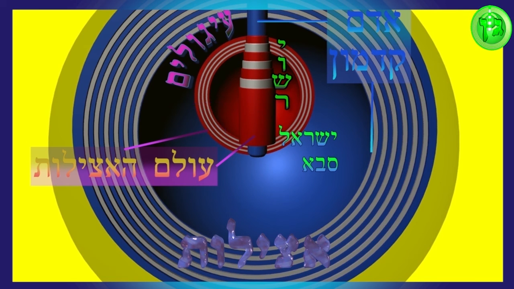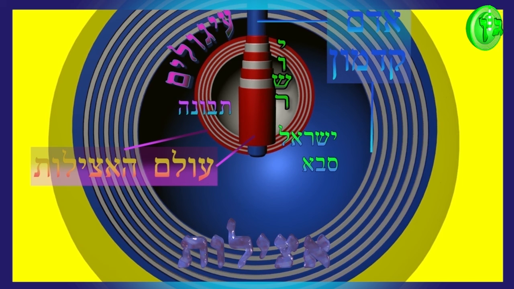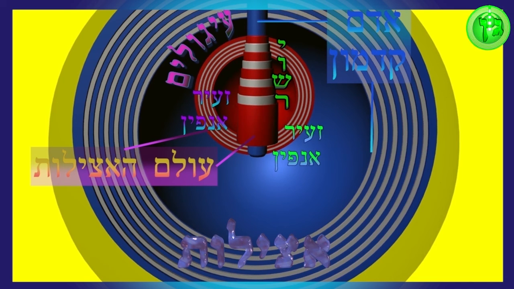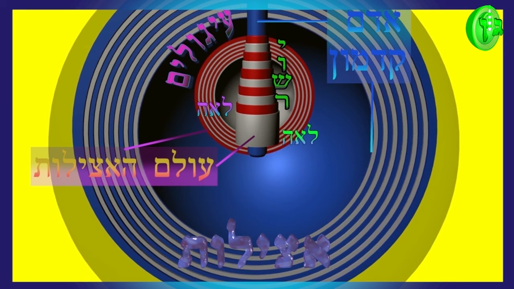Next in line came the circular Igul aspect of Partzuf Tevuna, in the color white. And right after that came its linear Yosher aspect as well. Then came the Partzuf known as Ze'er Anpin, seen here in the color red. First its circular Igul aspect, and then its linear Yosher aspect as well. Next came Partzuf Le'ah, in the color white. First, its circular Igul aspect, and then its linear Yosher aspect as well.